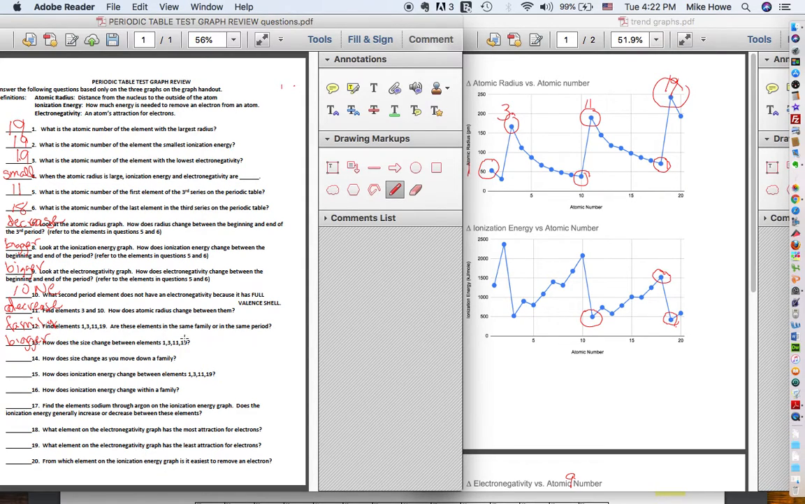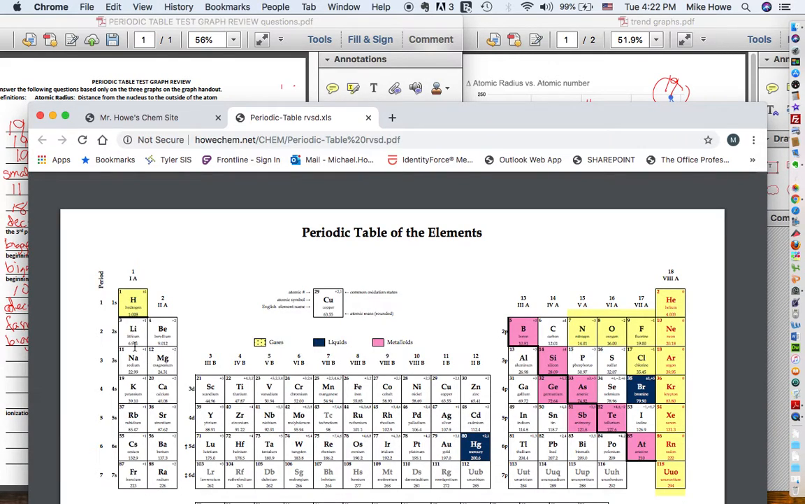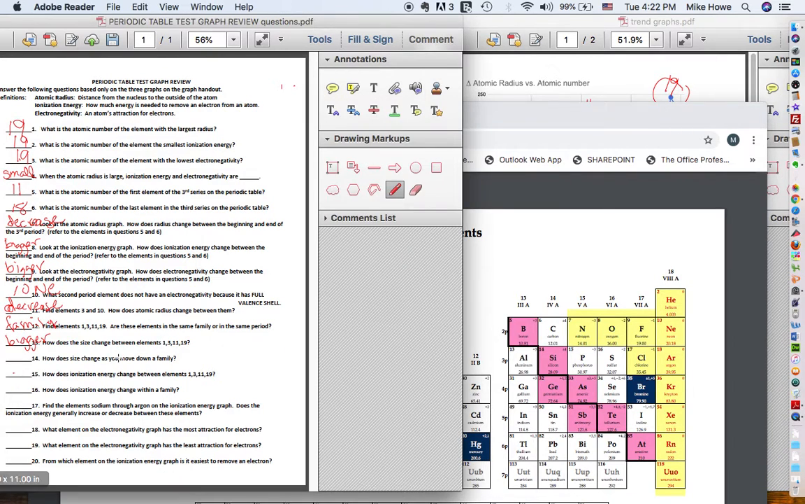So how does size change as you move down a family? Do you remember that 1, 3, 11, and 19 are all in the same family? The size got bigger as you went from 1 to 3 to 11 to 19. So in any family, as you go down it, the atoms get bigger.